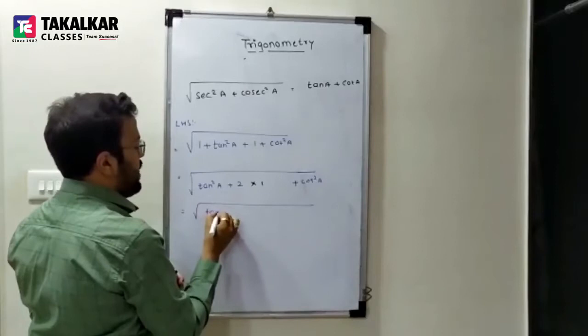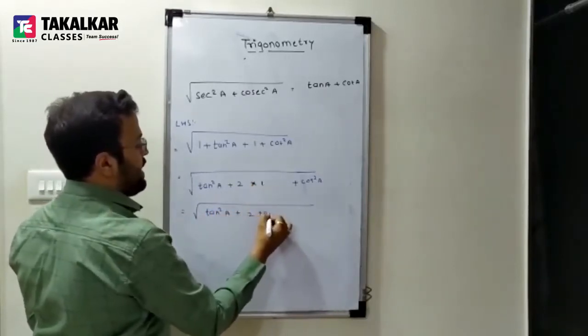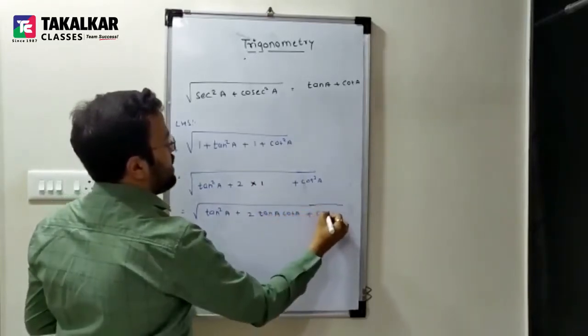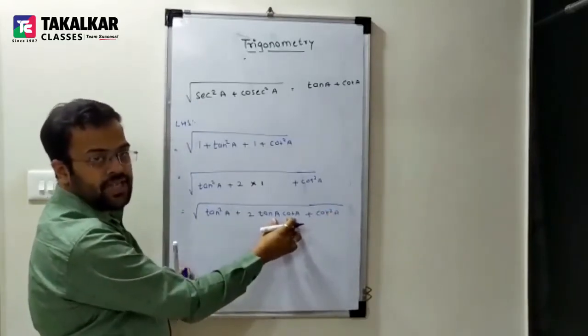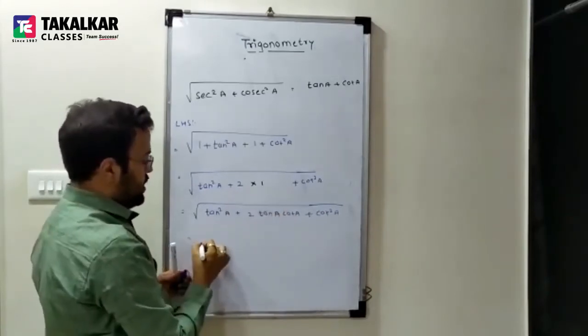So this tan square a as it is plus 2. Instead of this one, can I write tan a into cot a? What I have written? Tan a into cot a. We know these are opposite pair. In first lecture we have seen the multiplication of opposite pair is 1. So ये लिखने के बाद क्या होगा?